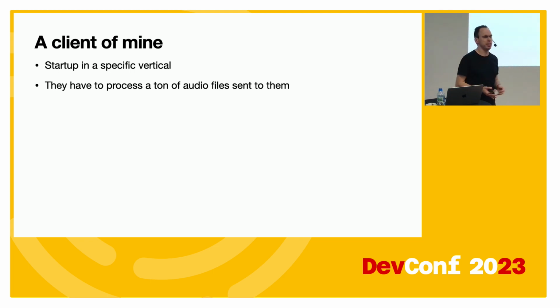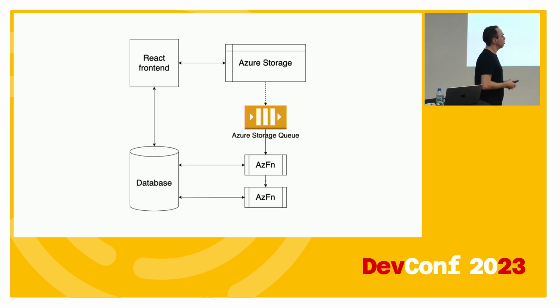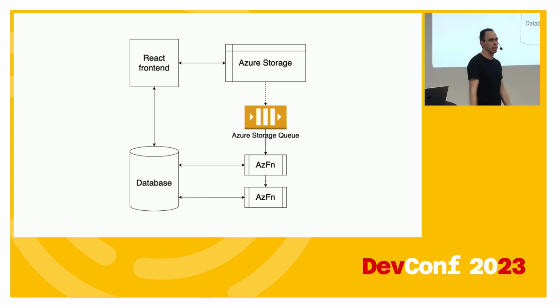They're in a specific vertical, and they have to process a ton of audio files. They mainly get audio files, and they have to process them. They have to actually turn them from speech to text, and then do some machine learning applications on them. This was what they originally had. So you talk about background tasks in .NET. First of all, they went all .NET Core, because of course I would not have recommended .NET Framework at all.